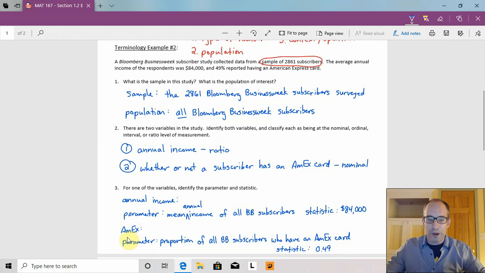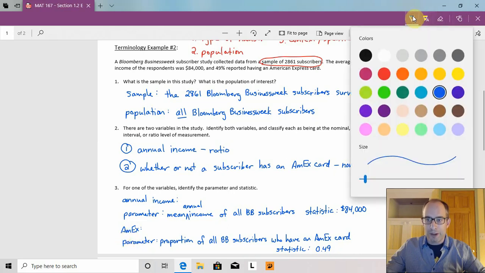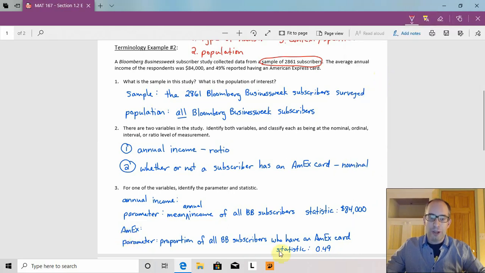And then for whether or not they have an American Express card, the parameter, then it's kind of long-winded. The statistic, notice I have it as 0.49 instead of 49%, because up here that's what it is, right? 49% report having an American Express card.